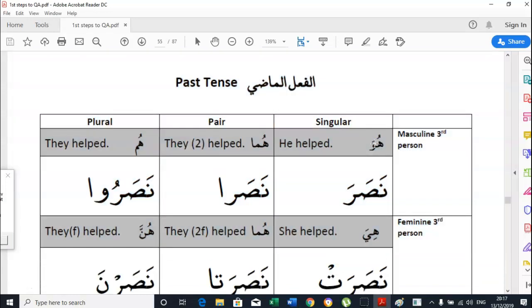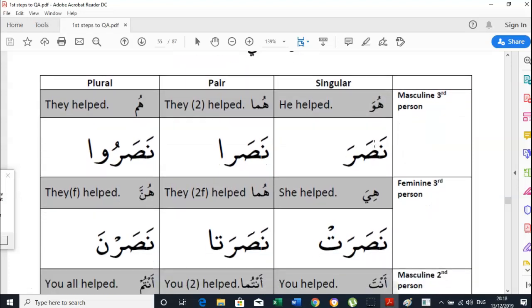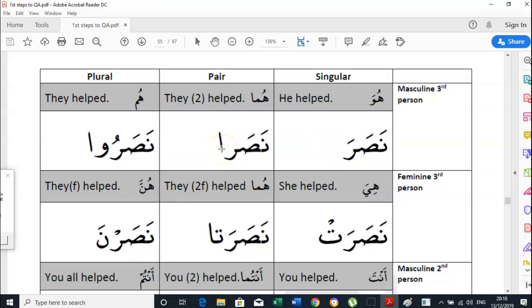And you gotta know everything about it. First of all, it's the past tense. So all of this should be in your mind. Also, nothing changes except for the last part of the word. When you go to present tense, the beginning and ending of the word are going to change. But for now, only the last letter changes. It's always nasa, nasa, nasa something. So for the pairs, there's always an alif.